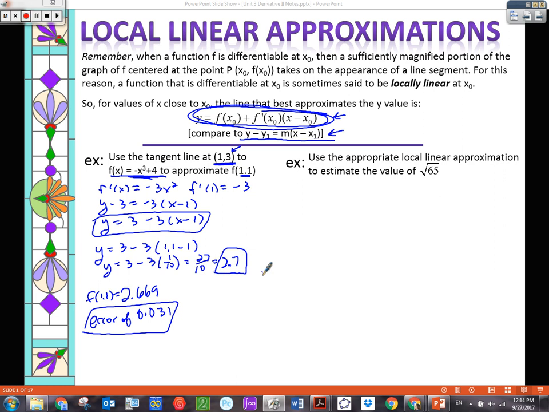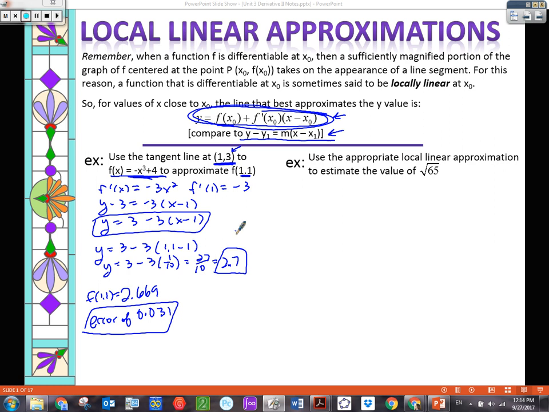Okay, so we think, well, that's okay. We're accurate to the tenths place, but once we get to the hundredths place, we start getting off. So it's an okay approximation.